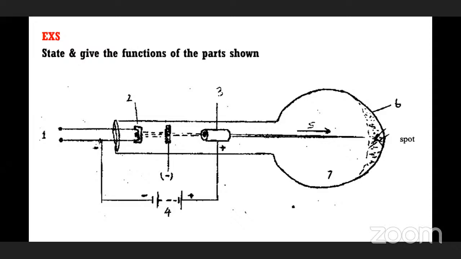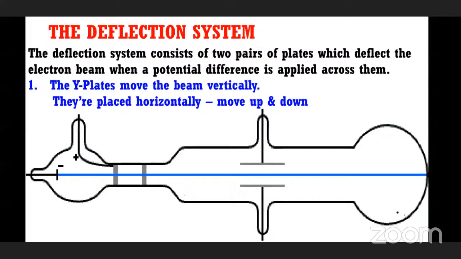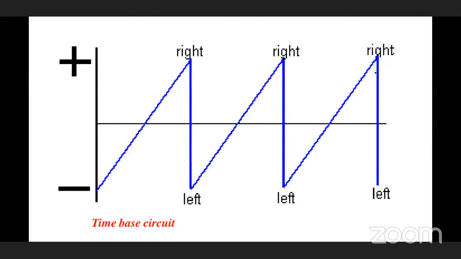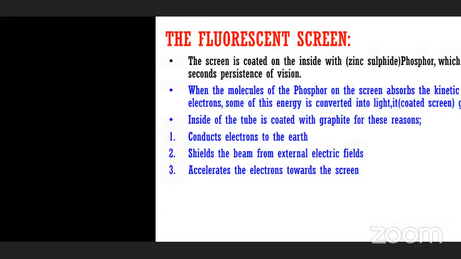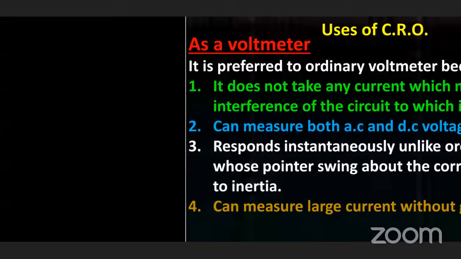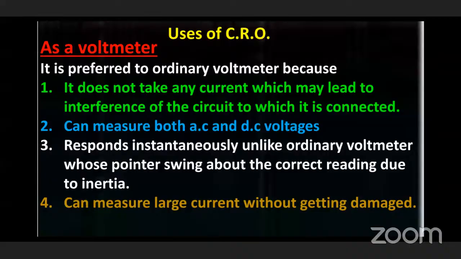Are we together, boys? Okay, so I think that point is well understood. So we move on to some other parts. Before I move to the applications, what are some of the properties of cathode rays? They travel in a straight line.